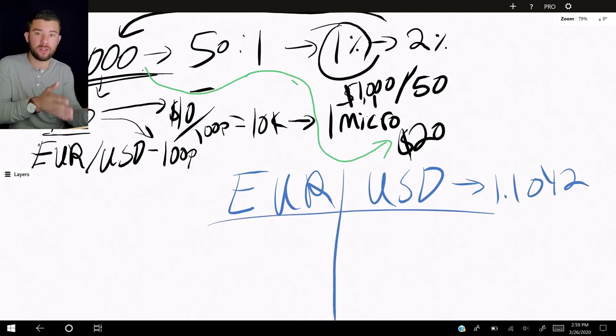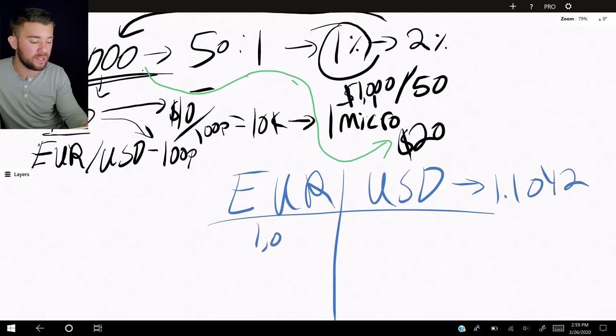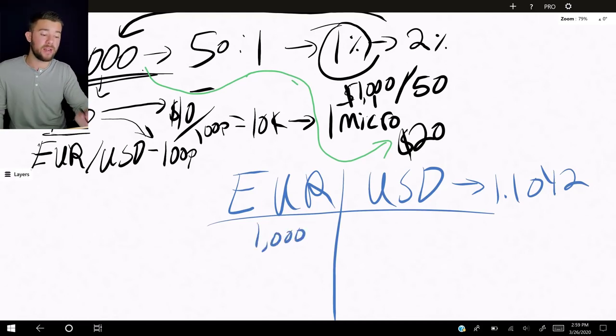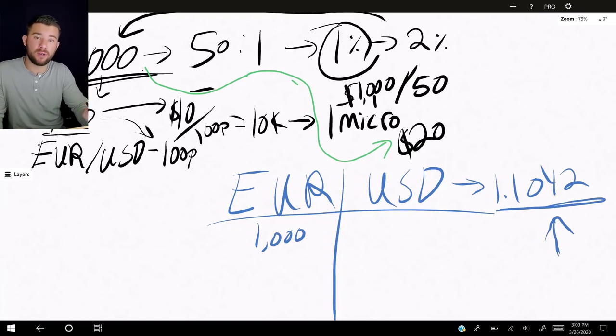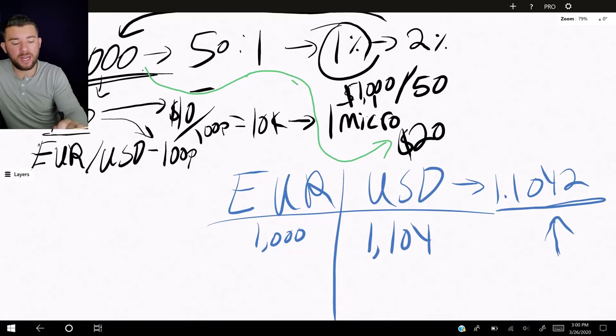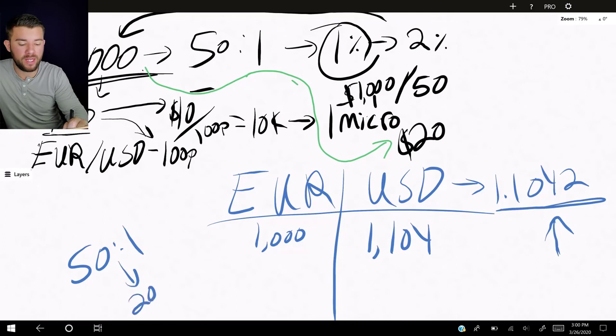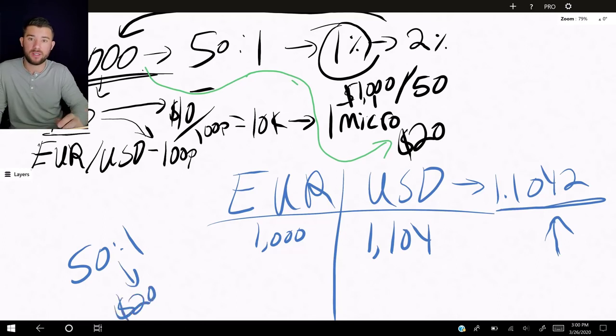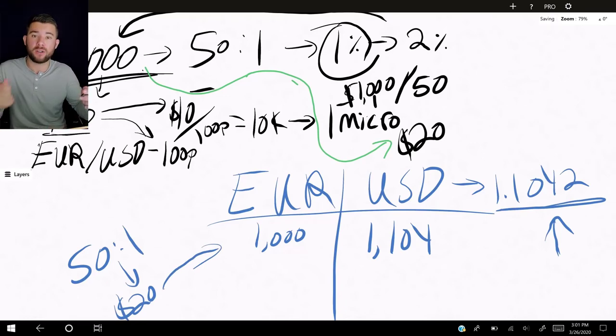This is the actual trade, what it looks like in your brokerage. I want 1,000 units of euro. And they said, okay, in order to give you 1,000 units of euro, the exchange rate right now is 1.1042. They say, okay, if you want 1,000 euros, we're going to need $1,104 from you. But then the broker goes, I've got you at a 50 to 1 leverage, which means we really only need $20 on margin for you to do this, because your $20 is equal to 1,000 units. So you say, cool, here's my $20, hold on to it.